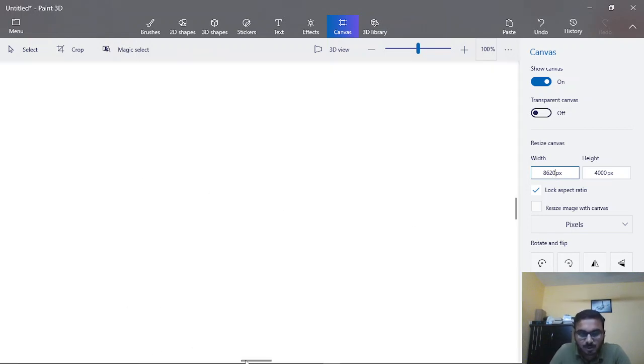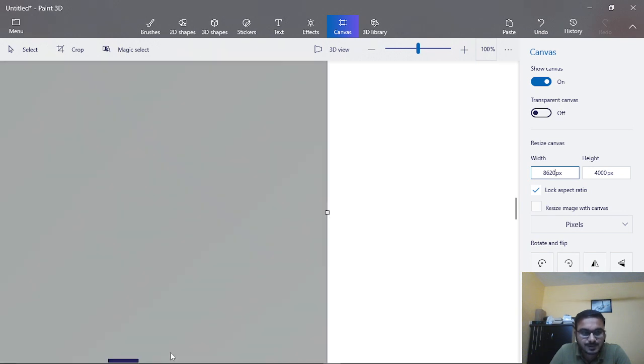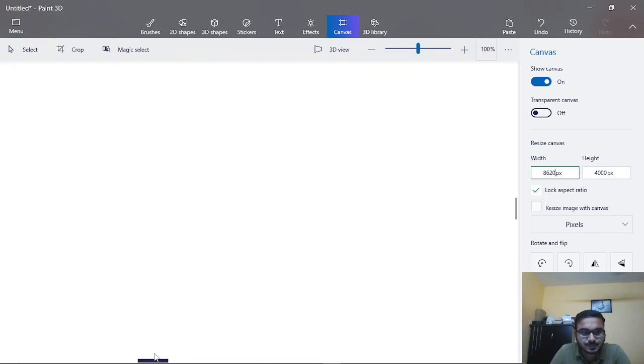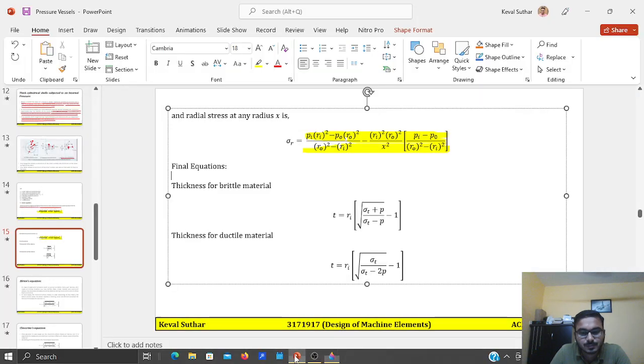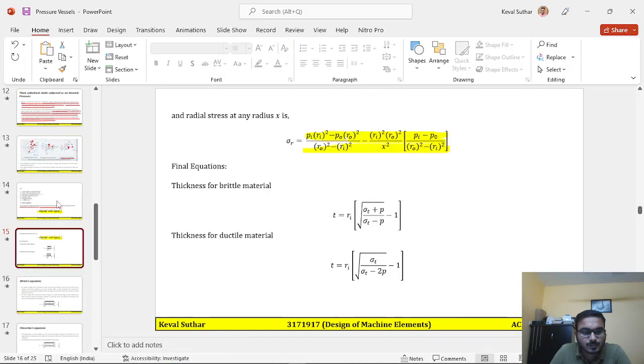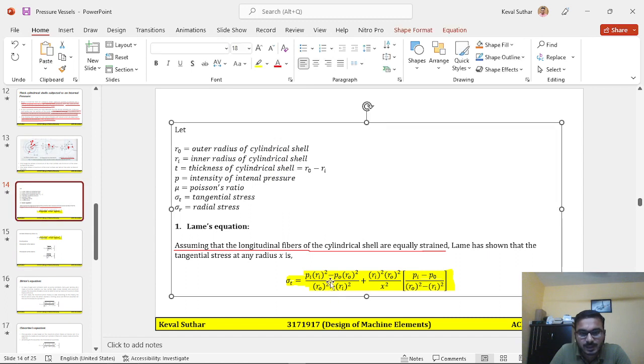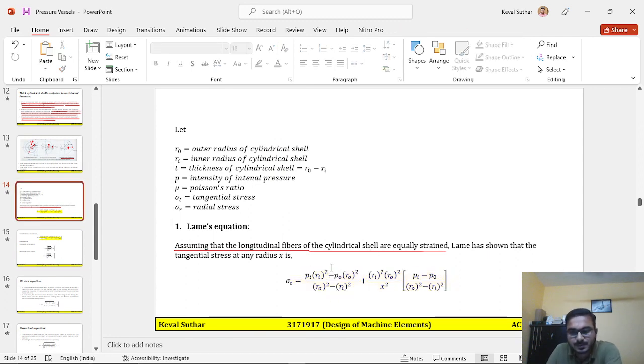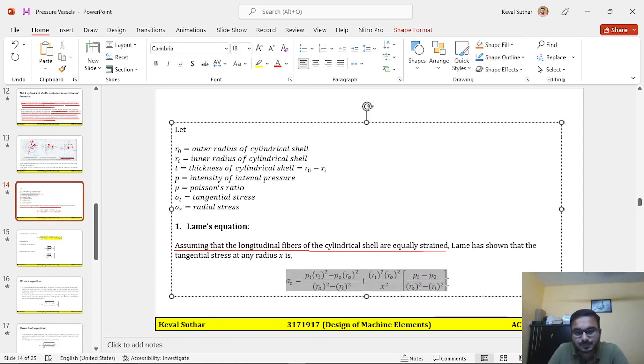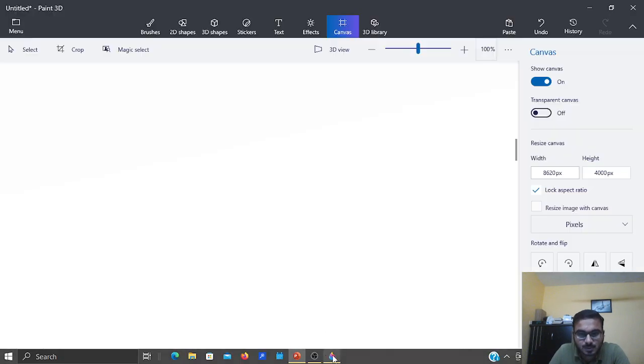This will be a bit longer derivation, so I hope that all of you will keep patience while I derive this equation. Let me first copy Lamb's equation over here.